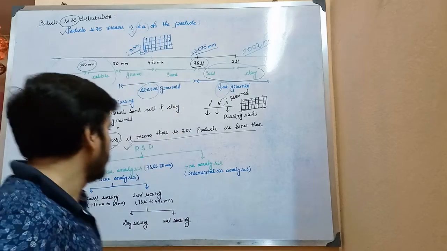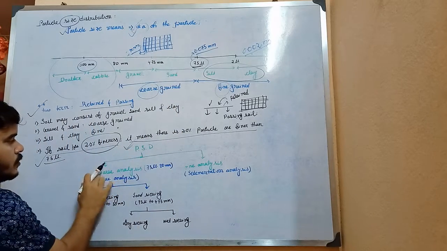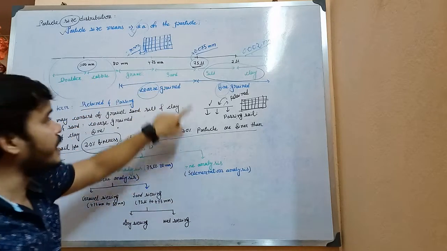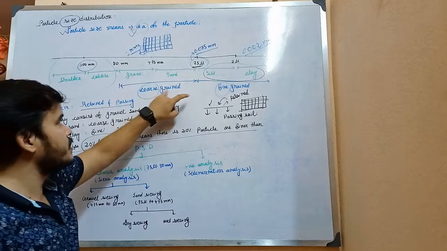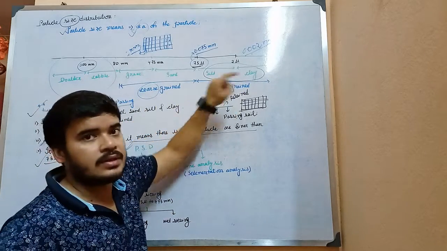Now let us see how we can differentiate the technique for different types of soil. For particle size distribution, the first is coarse analysis and the second is fine analysis. Coarse analysis is for coarse grained soil, and fine analysis is for fine grained soil.